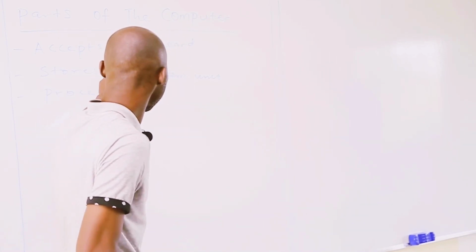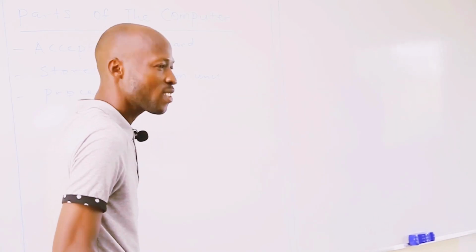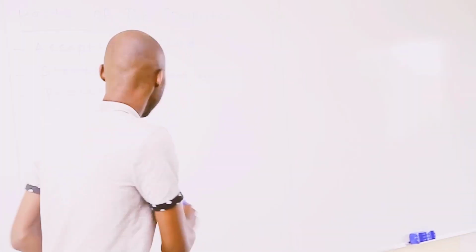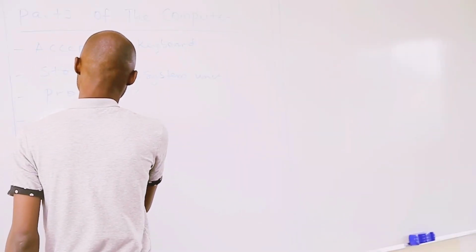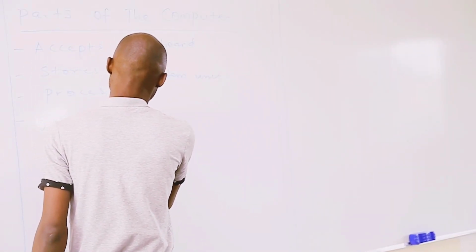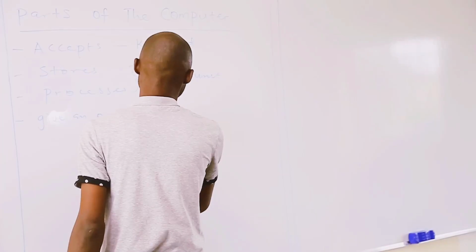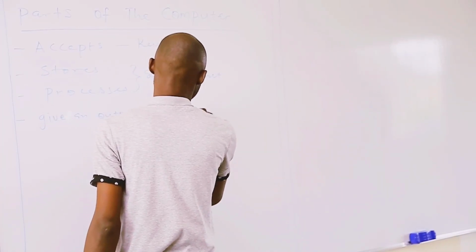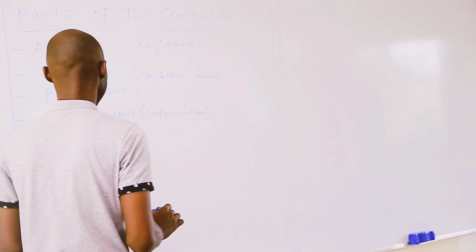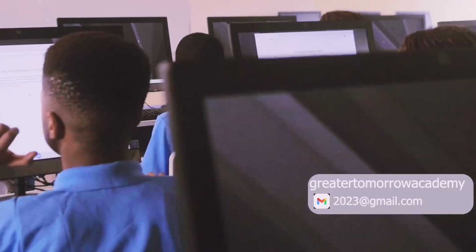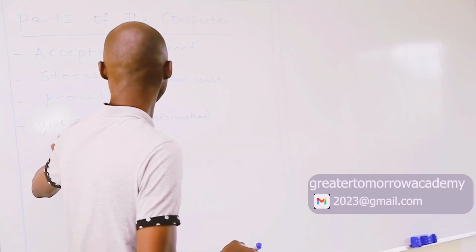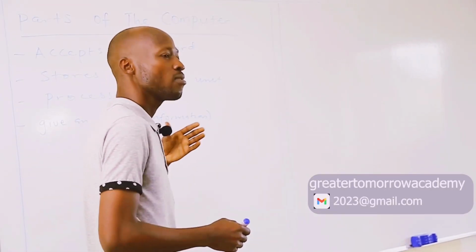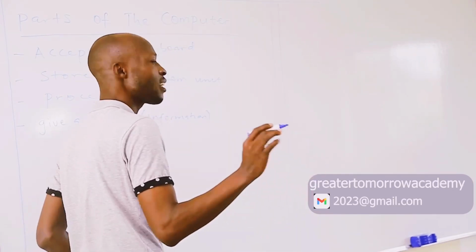Now, if the computer is able to accept, store, and process, you must have an output, right? Meaning the computer must give an output, which is the information. Very good. Information. Your output information. So you need the system unit for that. Now, lastly, for the last basic function, which is the output, you must have at least a monitor.